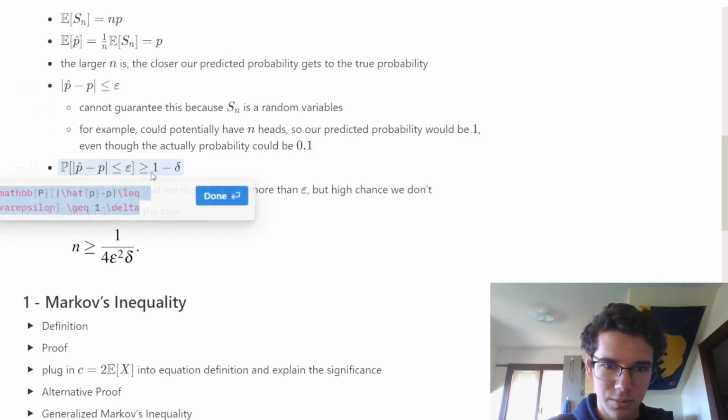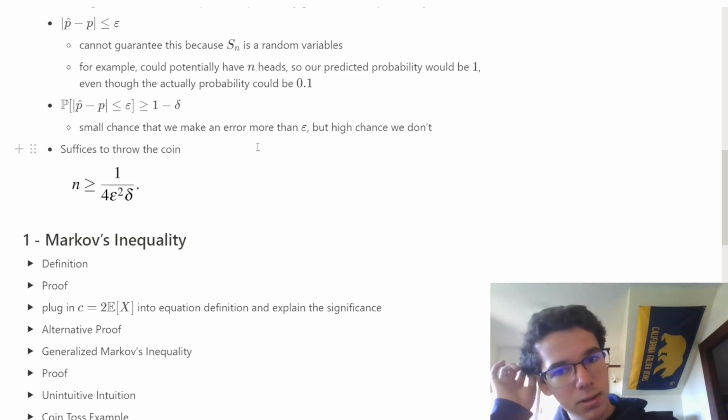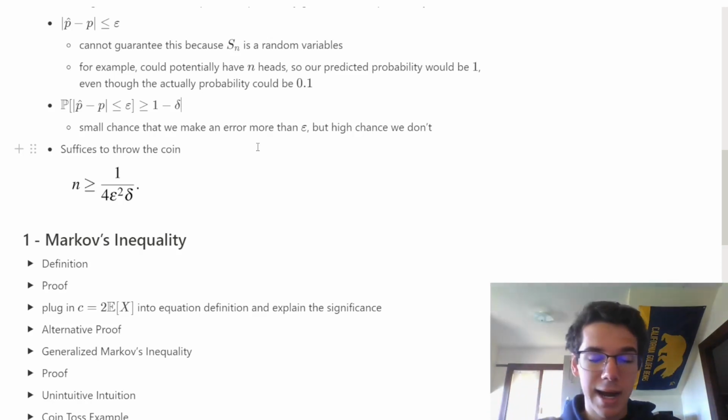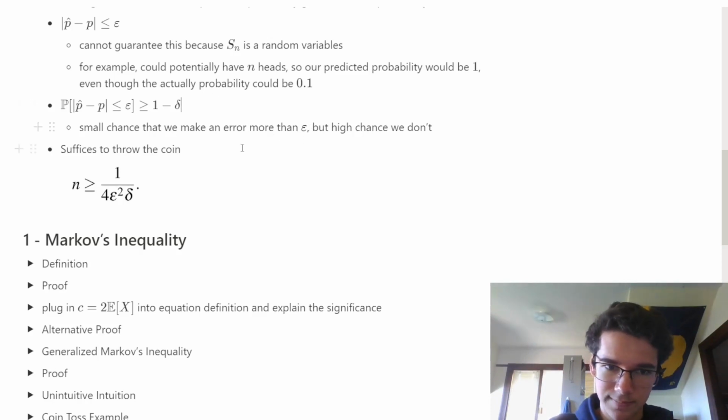Because of that, we're going to relax our definition to this, which says that the probability that our estimated probability is off from the actual probability by more than the error is small. That is, the probability that the difference is less than or equal to the error should be greater than or equal to 1 minus our confidence term. So there is a small chance that we make an error of more than epsilon, but there is a high chance that we don't.